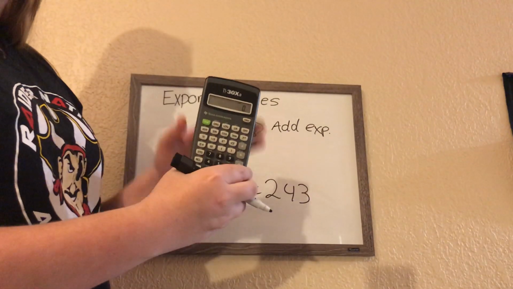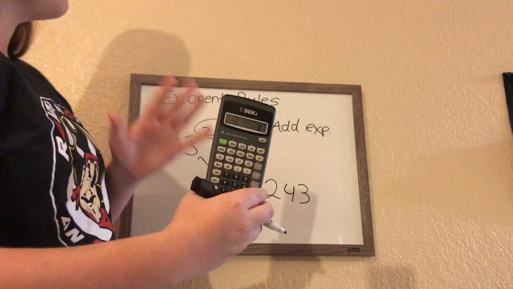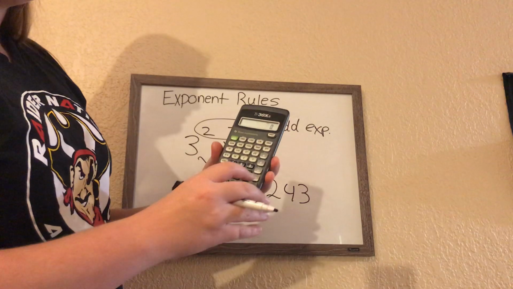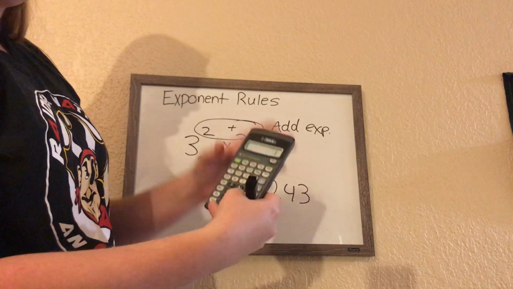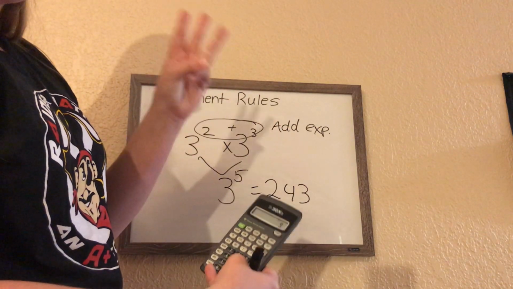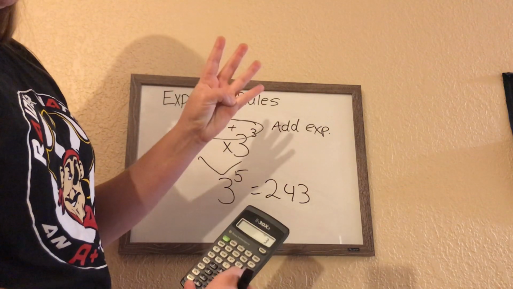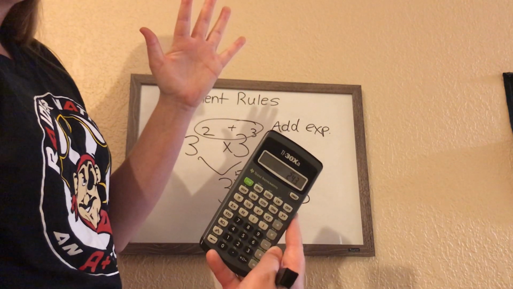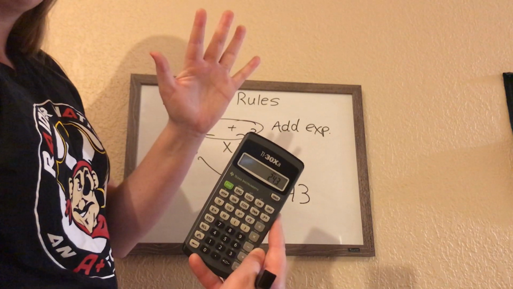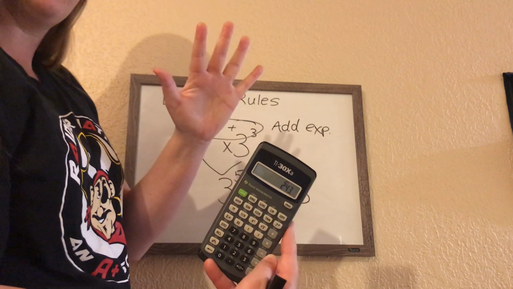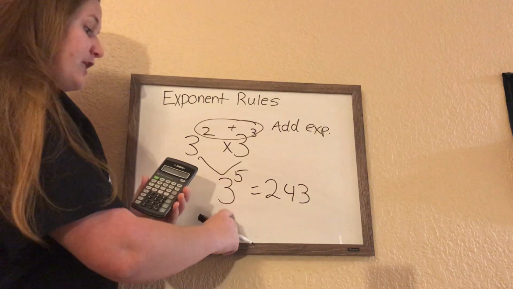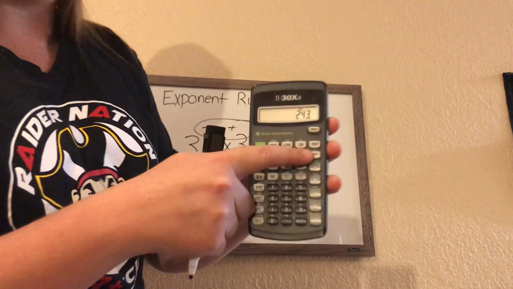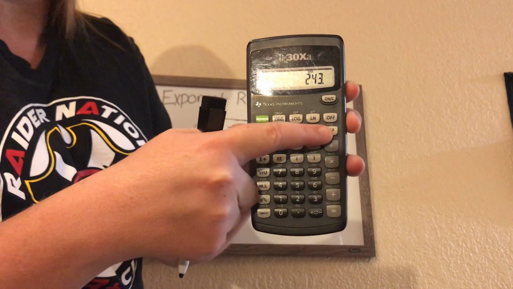If you have a very simple calculator and you don't have these features, you could still do this by saying 3 times 3 times 3 times 3 times 3. And you'll still get 243 as long as you multiply that 5 different times, okay? So either way it'll work, but this YX button will save you some time.